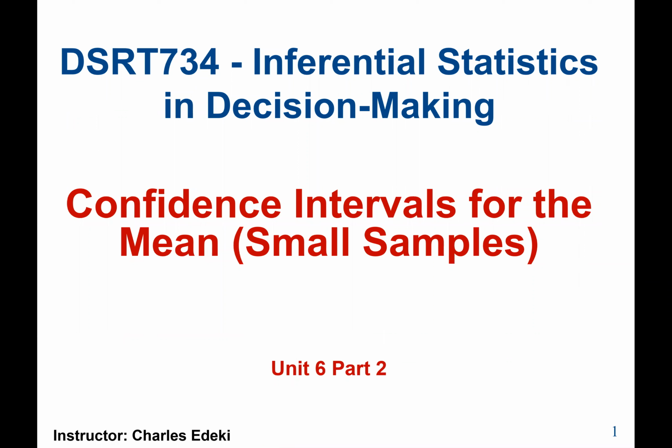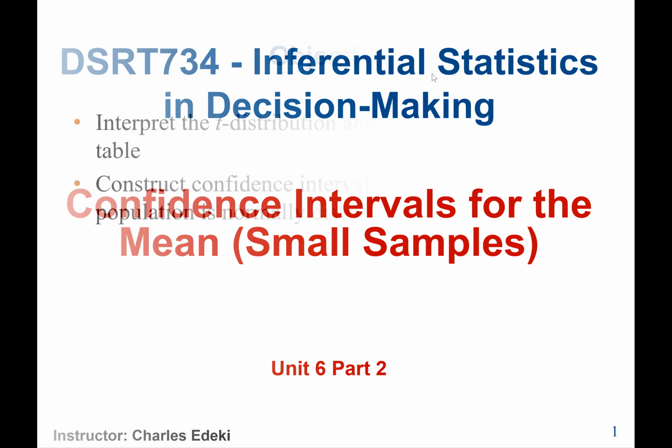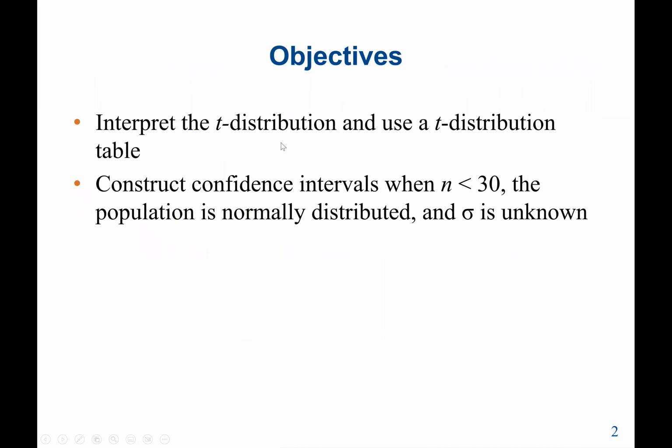These lectures cover the confidence intervals for the mean using small samples. Normally, a small sample size is less than 30. When the sample size is equal to or greater than 30, we say it's a large sample. So our main objective is to interpret the t-distribution and use a t-distribution table. We're also going to construct confidence intervals when the sample size is less than 30, the population is normally distributed, and the standard deviation is unknown.